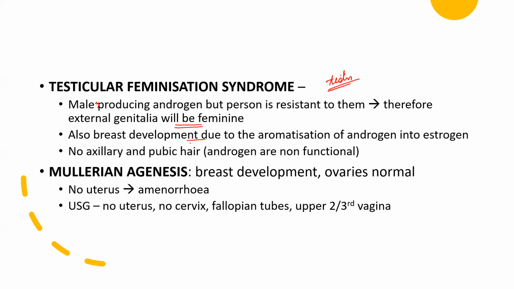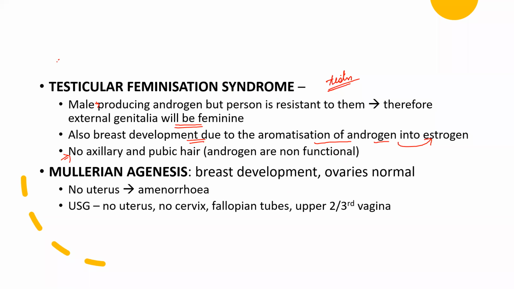Also, the breast development will be there, and that is because of the aromatization that is taking place, that is aromatization of androgen to estrogen. Even if the person is male, because the androgen is being converted to estrogen, we'll have all these features. Plus, there will be no axillary and pubic hair. And why do they not have axillary or pubic hair? Because axillary and pubic hair is due to the androgen, and in this condition, testicular feminization syndrome, androgens are non-functional.